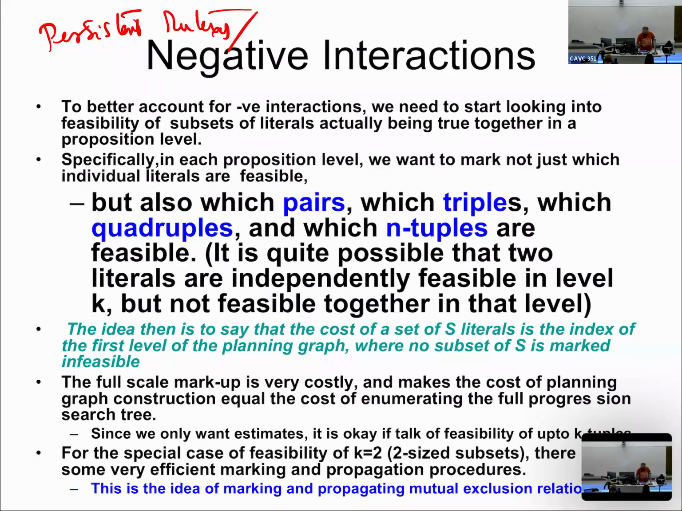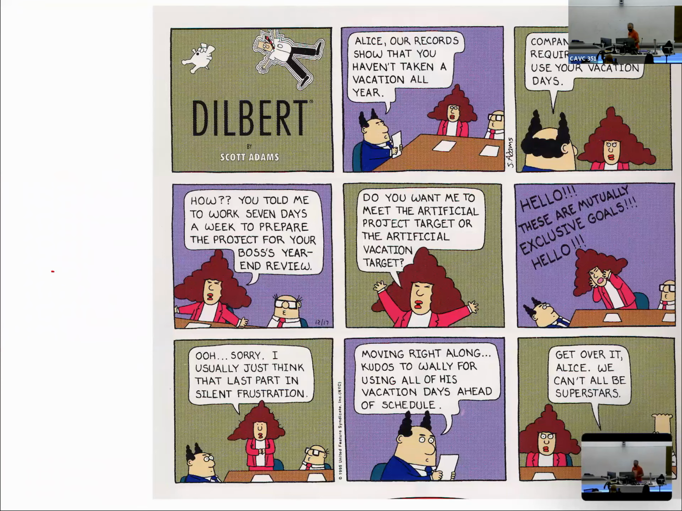Where is my Dilbert? Yeah, the Dilbert cartoon. You should read this Dilbert cartoon about how Wally gets commended for taking his holidays, whereas Alice is being chastised because she hasn't taken all her leave, and she says, am I supposed to do all the work I'm supposed to do, or take all the leave I'm supposed to take? These are mutually exclusive. Hello? You can't do both at the same time. So Wally just decided to focus on taking the leave part, and so he got commendation. But anyway, that's a mutual exclusion.